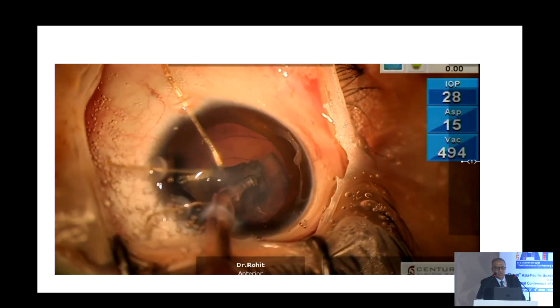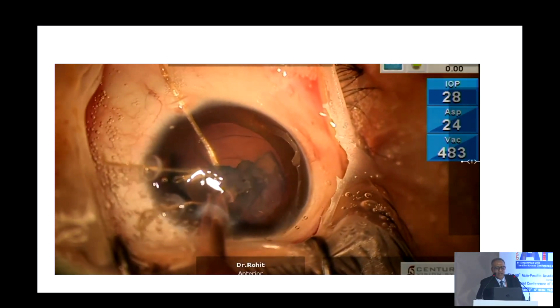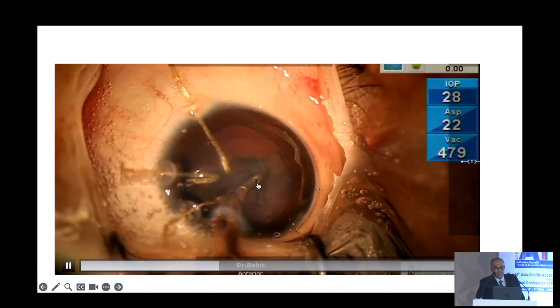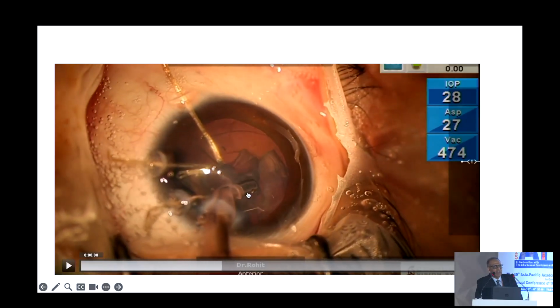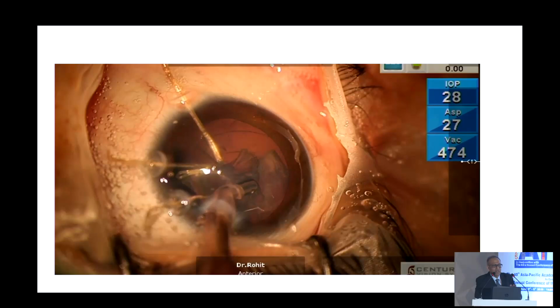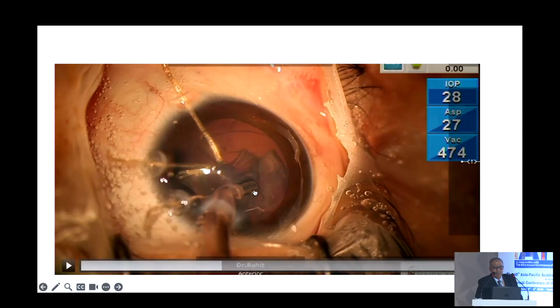So when I am able to, you see how I have retracted it. So why have I retracted it? Ideally, one could have used a bimanual technique, because what you want is different planes of irrigation and aspiration. So in this case, I have retracted the sleeve. The irrigation is at this level, aspiration is at this level.